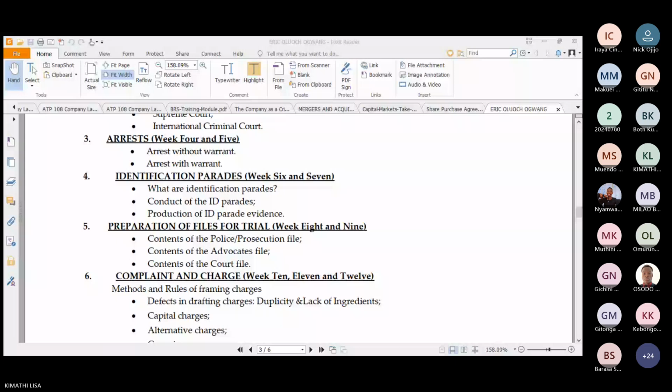Wekesa? Yes, an identification parade is an investigative tool used by the police to identify a suspect who has been placed among several other people of the same class, same height, similarities of the same kind. Thank you. Thank you. I believe on the aspect of definition, we are good.